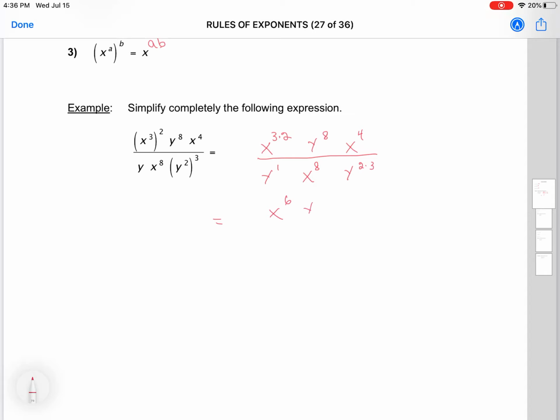So what do we got? x to the 6, y to the 8, x to the 4, y to the 1, x to the 8, y to the 6. Now, let's take care of those guys that are next to each other on each of the numerator and denominator. x to the 6 times x to the 4, x to the 6 plus 4. Downstairs, y to the 1 times y to the 6 is y to the 1 plus 6.